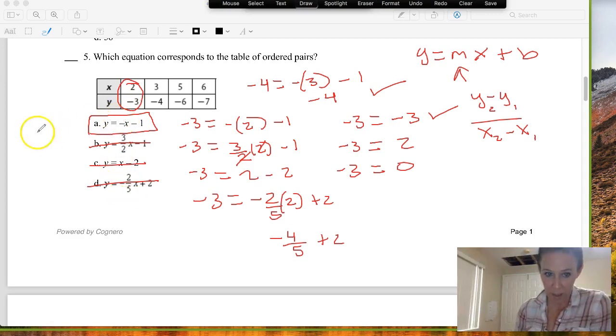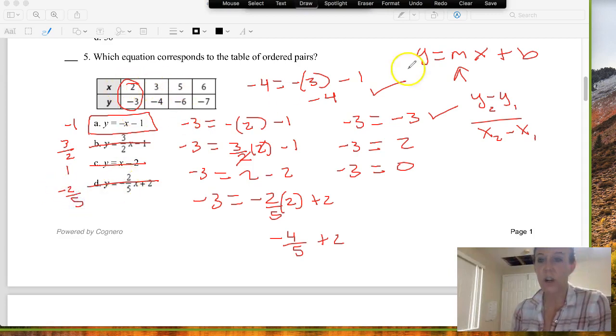Here my slope is the number next to the x. So my slope here would be negative 1. My slope here would be 3 halves. My slope here, there's nothing written by the x, so it would just be 1. And the slope here is negative 2/5. So you can just go up to your chart and figure out the slope and see which one of these has the right slope. You don't have a constant rate of change here.